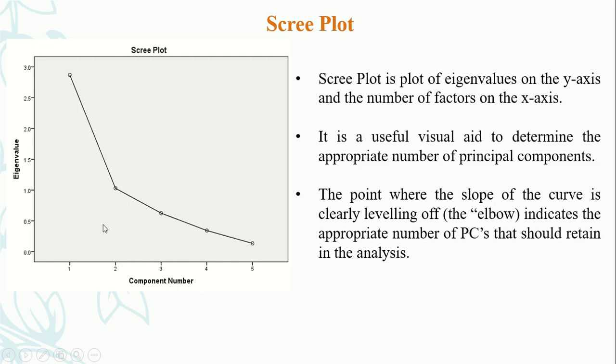On the y-axis we take the eigenvalues, and on the x-axis we take the principal component number, so this is PC1, PC2, and so on. We look for the point where the slope of the curve is clearly leveling off. In this graph, at the second principal component we have a leveling off, or elbow-shaped indication, which means the first two principal components should be retained in the analysis, and these two principal components will explain the maximum amount of variation in the original data.